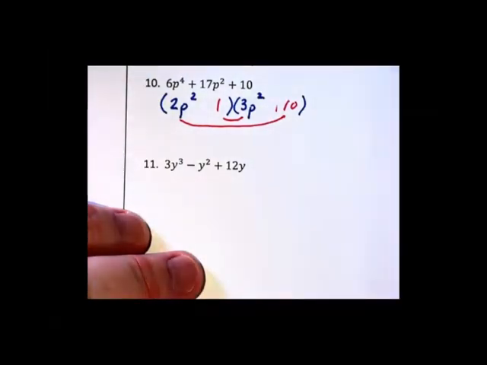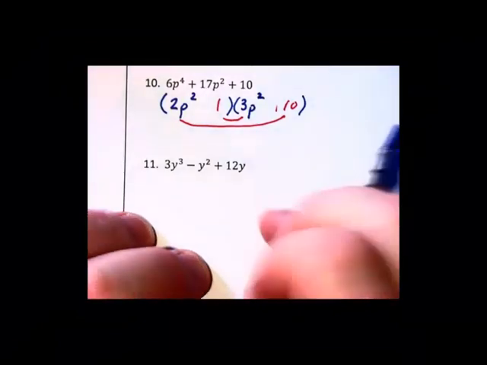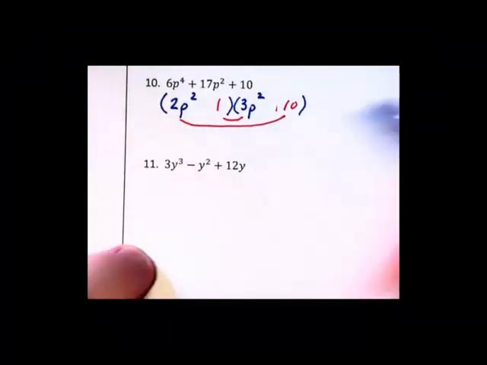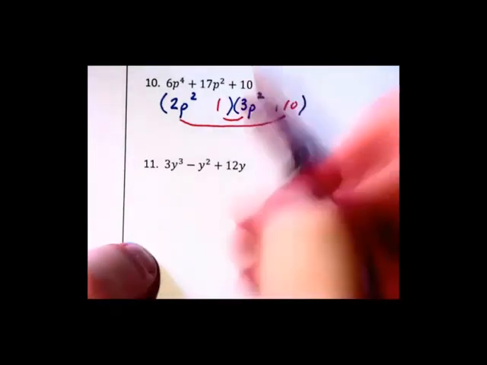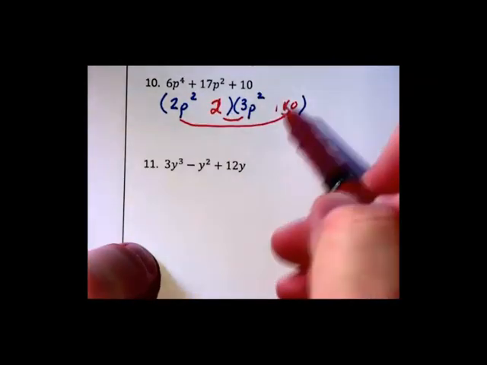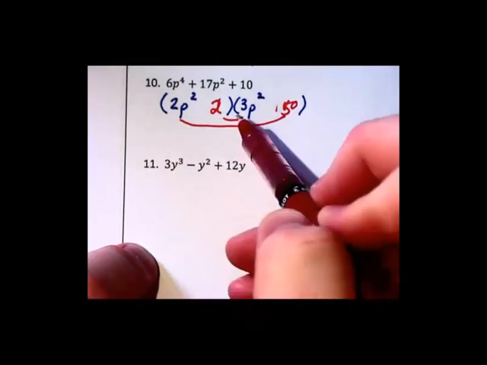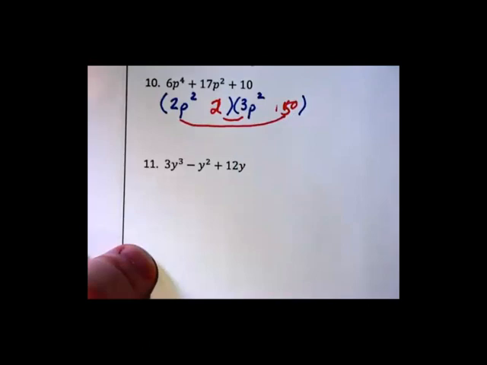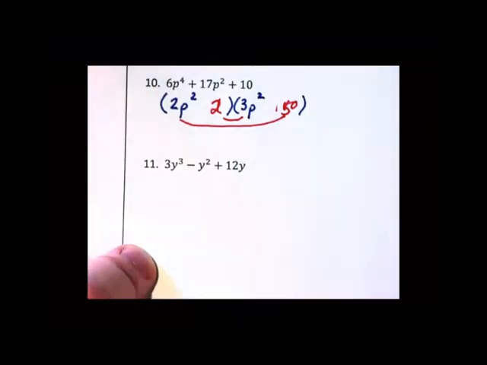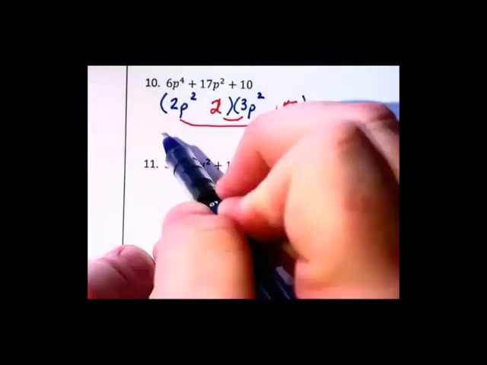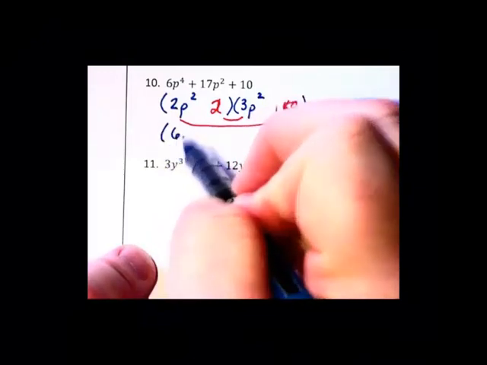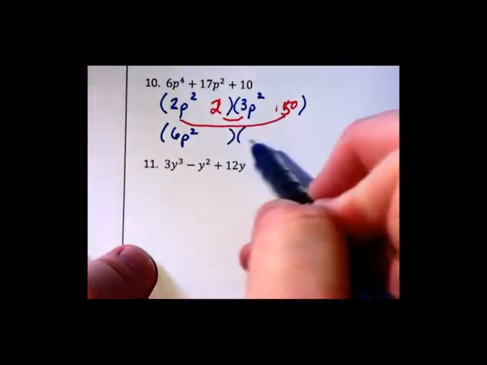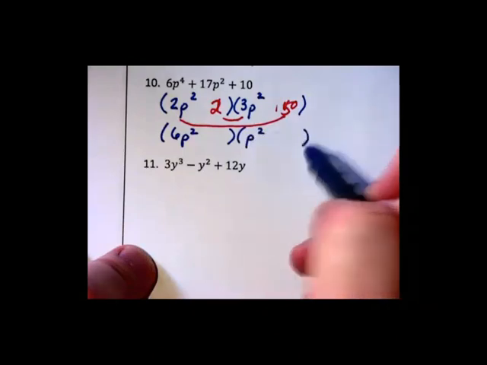2 and 5, no. 5 and 2, no. Let me stop with this for a second. 5 and 2, if I put the 2 here and the 5 there, I get 10 and 6, close but no cigar. 5 and 2, no. Okay, sometimes we just have to play with these and see what happens. Let me see, maybe I should have gone with the 6p squared and 1p squared approach.